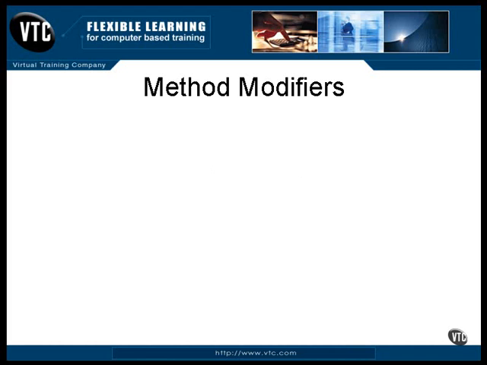You can use more than one modifier on a method as long as no two of the modifiers conflict. The order of the modifiers doesn't matter, except that they all must come before the return type declaration, and the return type declaration must come right before the name of the method.